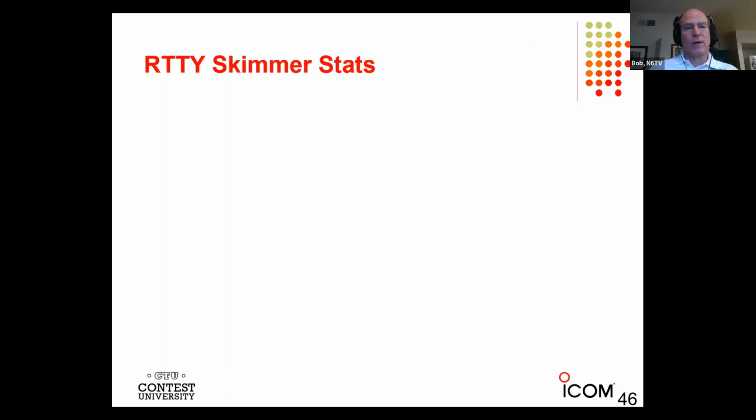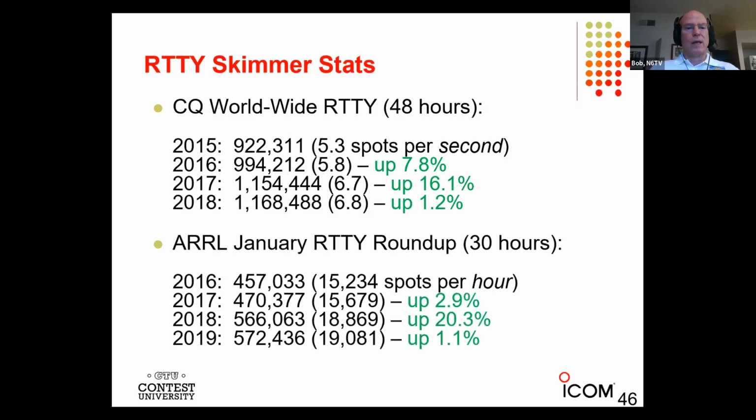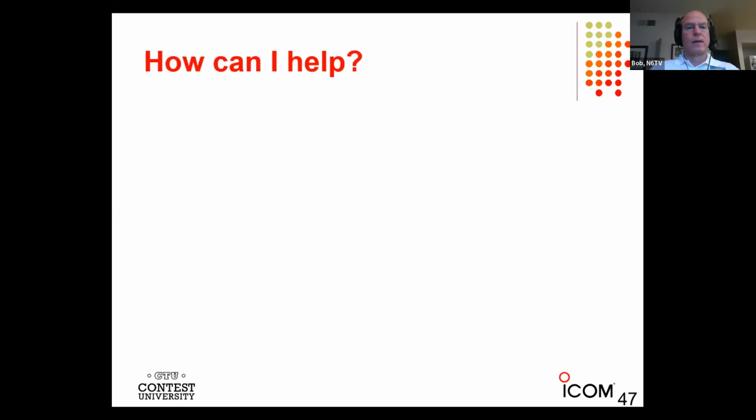RTTY Skimmer: during an RTTY contest, I picked the Worldwide RTTY 48-hour contest. That too was trending up in terms of RTTY spots, but as I mentioned earlier, you need a pretty powerful CPU to decode RTTY on 6 bands at once, although they're getting cheaper now than they used to be. And in the January RTTY Roundup, which of course is only a 30-hour contest, there are plenty of spots on RTTY as well. So what can you do to help the RBN?